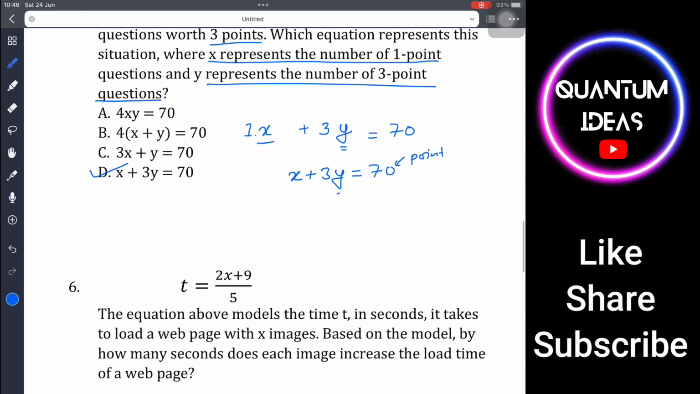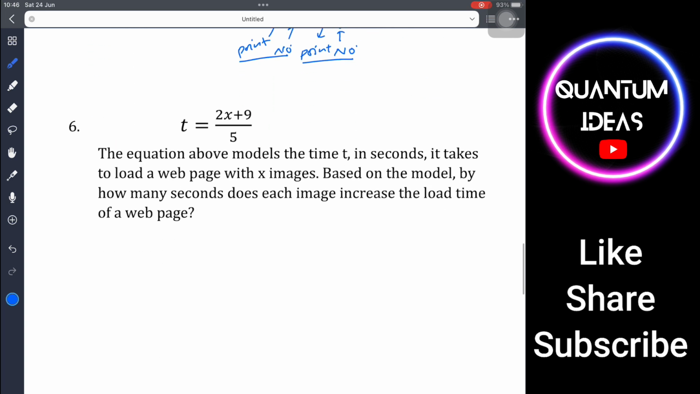So this y is the number, and this 3 is the points. This x is the number, and 1 here is the points. We have to get total points plus total points equal to 70. This is the 1 point question, this is the 3 point question. So let's go to number 6.